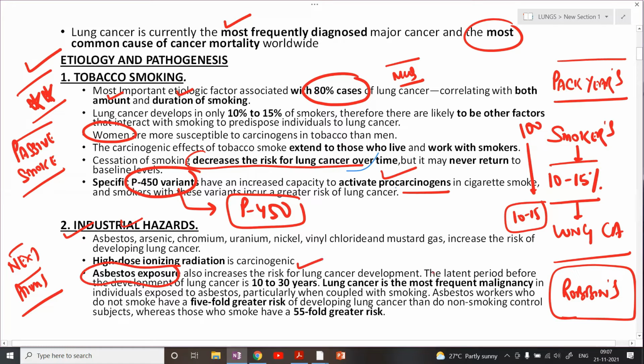And one very bad aspect of this is that the latent period is very high. That is, if you are exposed at this point of time, you are probably going to develop a cancer approximately 10 to 30 years later. So the latent period is very high. And among people who are exposed to asbestos, the frequency of lung cancer is maximum. Approximately, they have a 5-fold greater risk of developing lung cancer than non-smoking control subjects, whereas those who smoke and are also exposed to asbestos have a 55-fold greater risk of developing lung cancer.